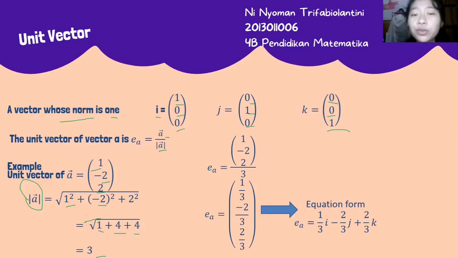Okay, the unit vector of vector A equals (1, -2, 2) divided by 3. And the unit vector of vector A equals (1/3, -2/3, 2/3). And the equation of the unit vector of vector A equals 1/3 i minus 2/3 j plus 2/3 k.